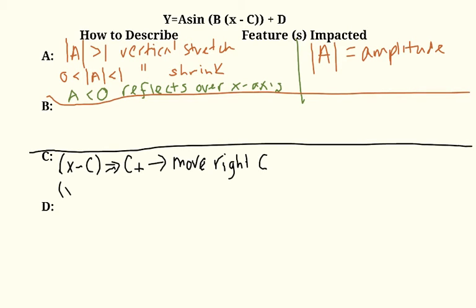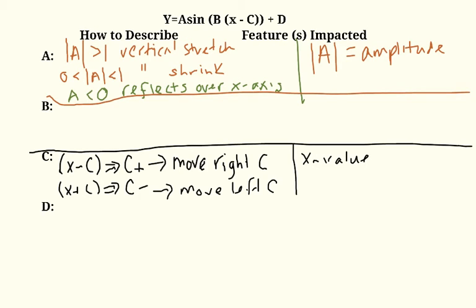And if I see x plus c for my equation, that's implying that the c value is negative because the standard form has the negative built in right there. So this is opposite of what we're doing. So that would mean that I was moving left c units. In terms of what this impacts, the only thing it really impacts is our starting point. So this is going to give us the x value of our starting point.